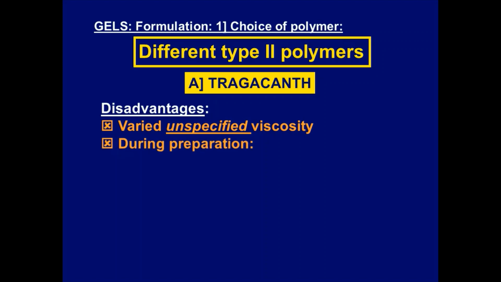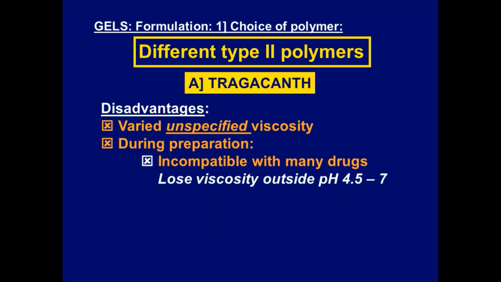During preparation, tragacanth is incompatible with many drugs because it loses viscosity outside the pH range 4.5 to 7. So if the pH required for the drug solubility is outside this range, and you use a buffer to adjust the pH to another pH outside this range in order to increase drug solubility, for example, pH 7.5, you find tragacanth loses its viscosity, and it is a disadvantage.